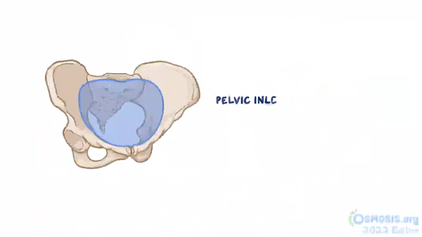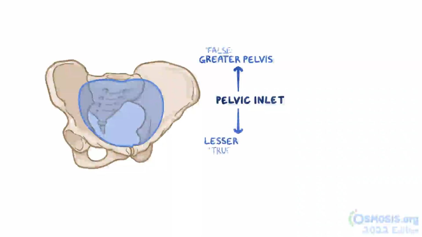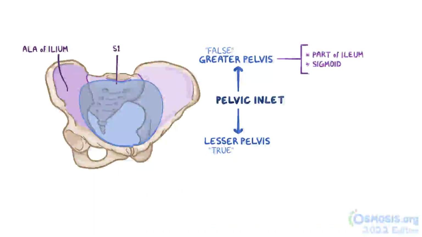Now the pelvic inlet divides the pelvic cavity into an upper, larger area called the greater or false pelvis, and a smaller, lower area called the lesser or true pelvis. Each part of the pelvis has its own boundaries. Let's start with the greater or false pelvis. The greater pelvis is superior to the pelvic inlet and defined by the ala of the ilium posterolaterally, and by the first sacral vertebra posteriorly. It contains the ileum and the sigmoid colon.